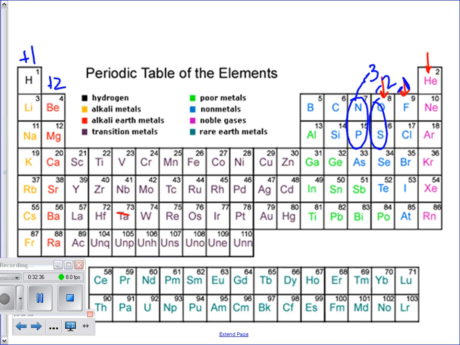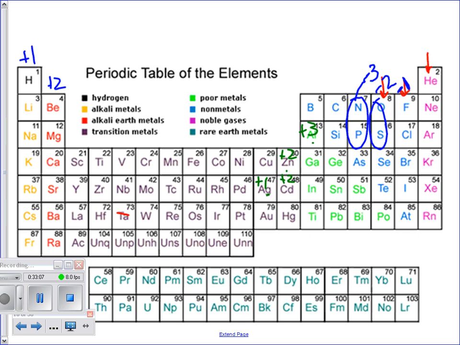Looking at a couple of the other ones that I want you to know by heart, aluminum is always what? +3, and it's a stair step. Zinc is +2, silver is +1, 3, 2, 1. Cadmium is also +2 because they are together. Zinc and cadmium are together. All right, those are the only univalent charges I need you to know.